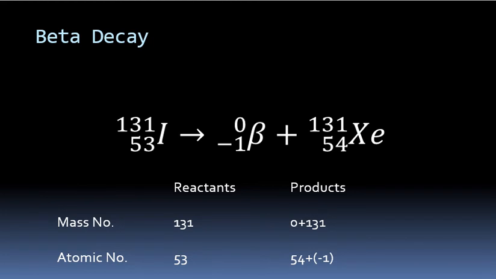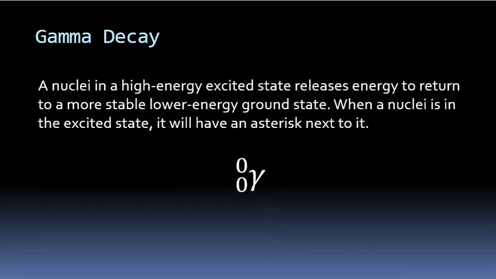Cool. So that would be an example of beta decay where an unstable nuclei released a beta particle. Now, there is another version of decay. This one's pretty fun. This is a gamma decay. Now, a gamma particle is really just released energy. Essentially, a nuclei might be in a high energy excited state, and in order to become more stable, it needs to release that excess energy.